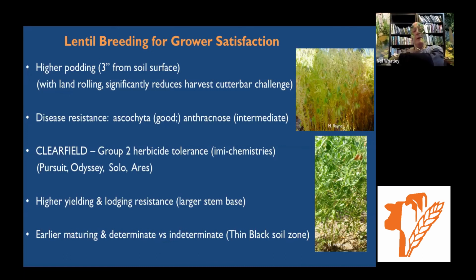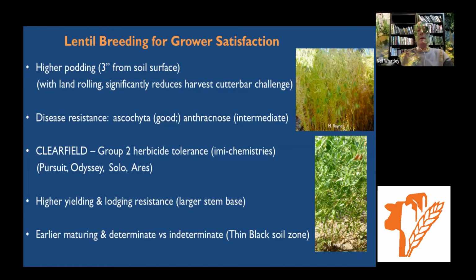Now, this is the lentil breeding for grower satisfaction. This is probably the most important slide in my presentation today. People sort of have a bad attitude towards lentil because of what they saw in the 80s and the 90s and the early 2000s. It was kind of a sloppy plant that lodged a lot, and the seed would go right to the soil surface, and you couldn't pick it up very well. But plant breeders have done some amazing work to help with grower satisfaction with lentil production.